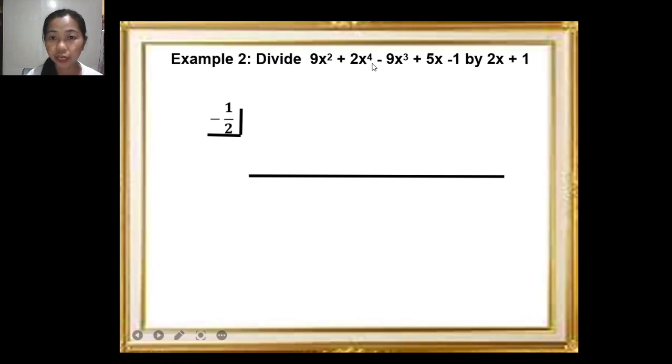Second degree ito, fourth degree, third degree, so hindi naka-arrange. So, ang pinakamataas sa exponent ng term ay 4. Mag-start dapat tayo sa fourth degree term. So, isulat natin siya na standard form. Ito na ngayon siya.